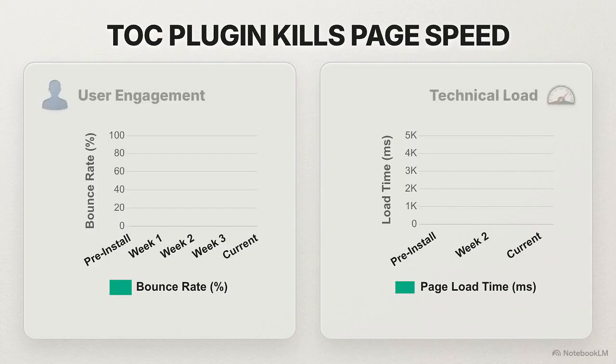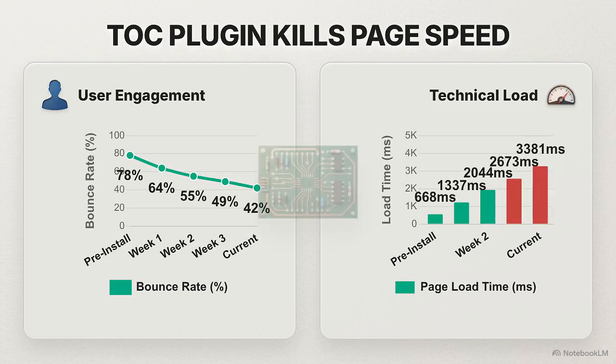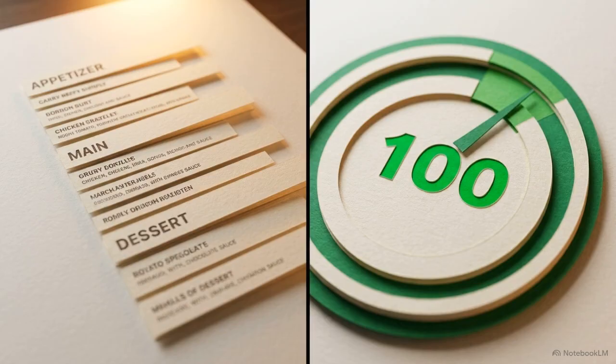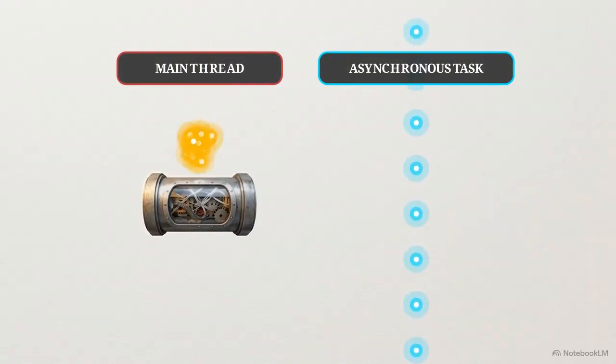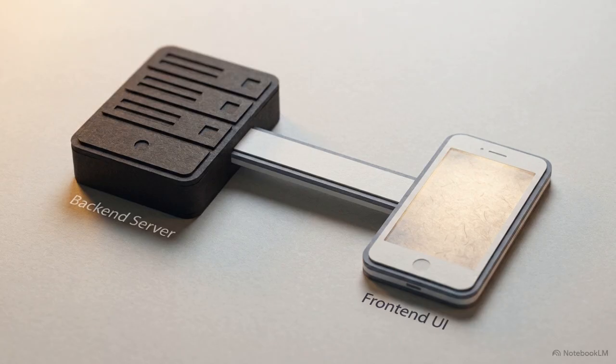You installed the plugin to fix a user experience problem, but the resulting script bloat damages your technical SEO profile instead. So, how do you provide automated navigation without sacrificing your site speed? Balancing navigation with site speed requires an architecture designed to minimize the load on the browser's main thread. The modern standard for this is hybrid architecture.